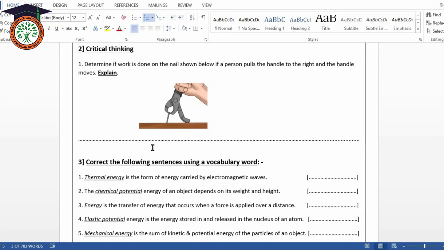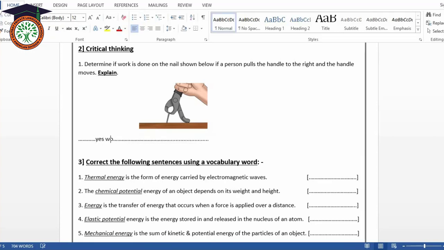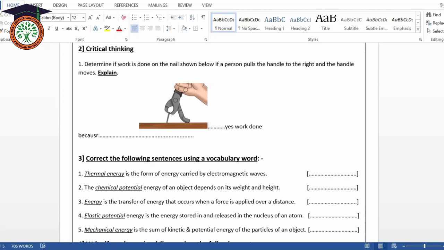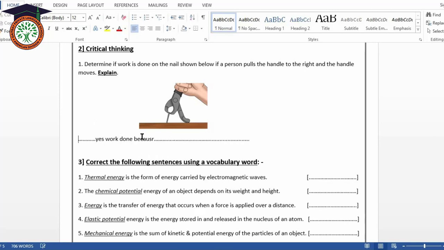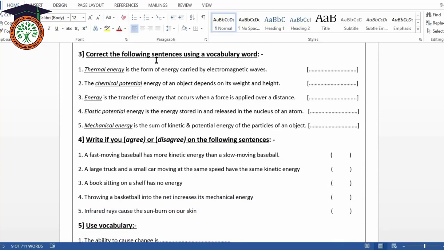So when the nail moved a distance by applying a force on it, this means that work was done on this nail. So the answer will be yes, work done, because the nail moved a distance. Super. So this will be the answer, short and has the information.